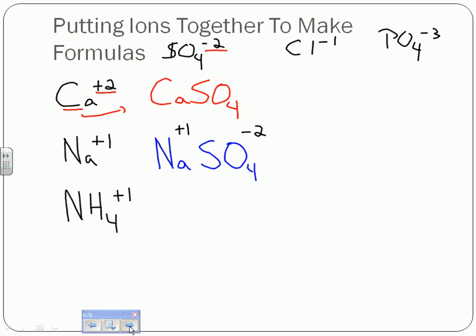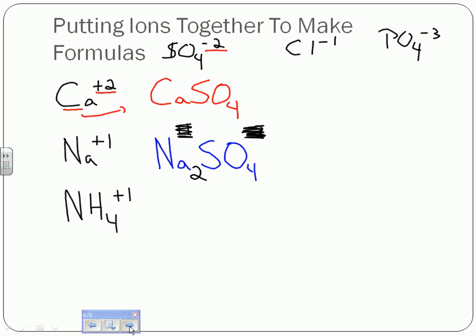So we have enough sulfates. We have a -2 charge from that, but we have a +1 for the sodium, so I need another sodium. So we put a subscript 2 on the sodium to show that. So now I have 2 sodiums, each with a +1, and a sulfate that's a -2, and those charges cancel out. They balance when we write that formula.